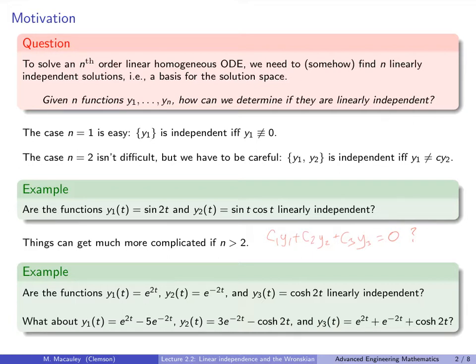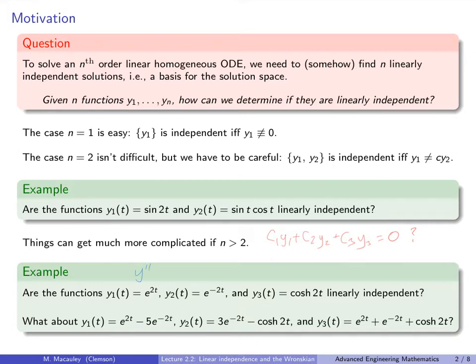So the answer, I claim, is no. These things are not linearly independent. And why is that? Well, all three of these functions, the original ones, e to the 2t, e to the minus 2t, and cosh of 2t, are solutions to the following differential equation.